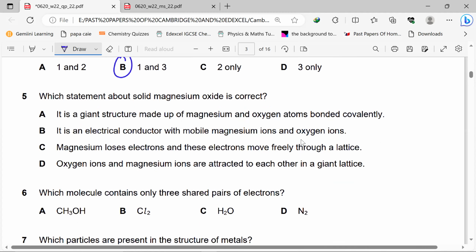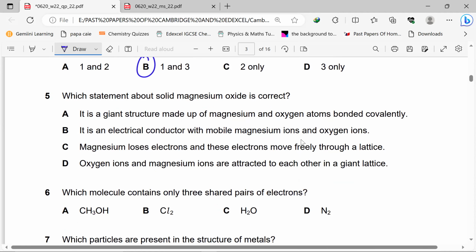Next question, number 5. Which statement about solid magnesium oxide is correct? Magnesium oxide is a giant ionic compound. So it is a giant structure, that is true, made up of magnesium and oxygen atoms bonded covalently. No, it's not bonded covalently. It is an ionic compound. It is an electrical conductor with mobile magnesium ions and oxygen ions. Solid ionic compounds do not conduct electricity. This is false.